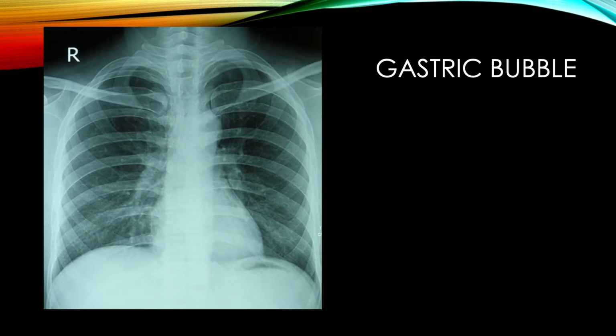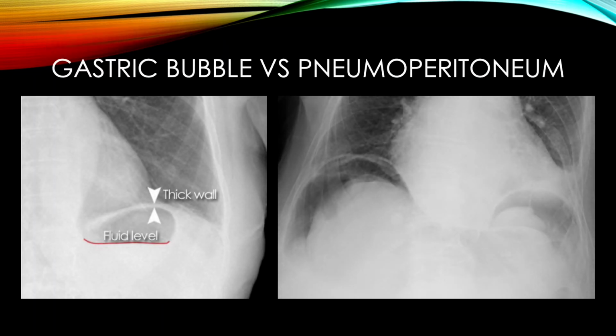G. Gastric bubble. We must check the X-ray position when we assess the gastric bubble. It can be seen on an erect X-ray. Beware of hiatus hernia and look for free air. How can we differentiate a gastric bubble from a pneumoperitoneum? A normal gastric bubble is round or oval in shape with a thick upper wall. Sometimes the air fluid level or food content can be seen.